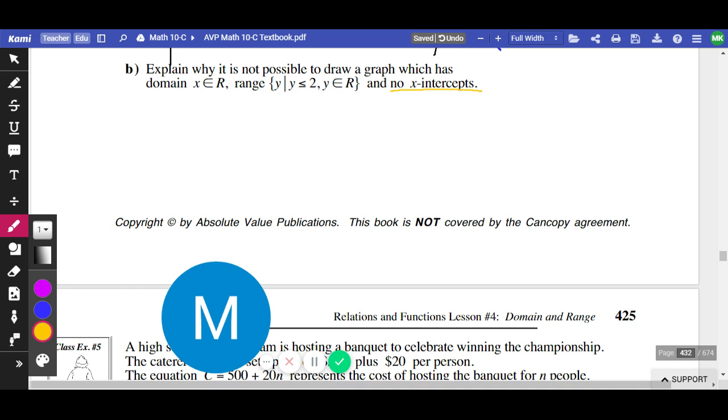X-intercepts have y values of 0. So, if you had no x-intercepts, that means you have no y equals 0. Correct? No x-intercepts means no y equals 0. If you look at your range, what does your range tell you? Your range tells you that y can be anything, and has to be anything, less than 2. This says y has to equal 0 at some point. These two things conflict. Not both of them can happen. You only have one or the other.